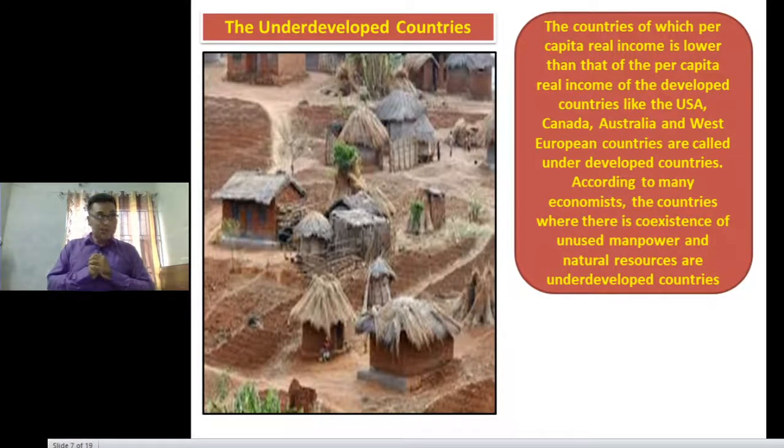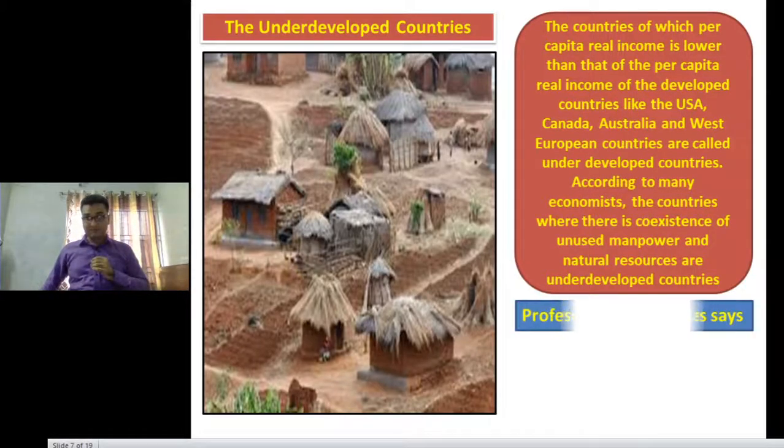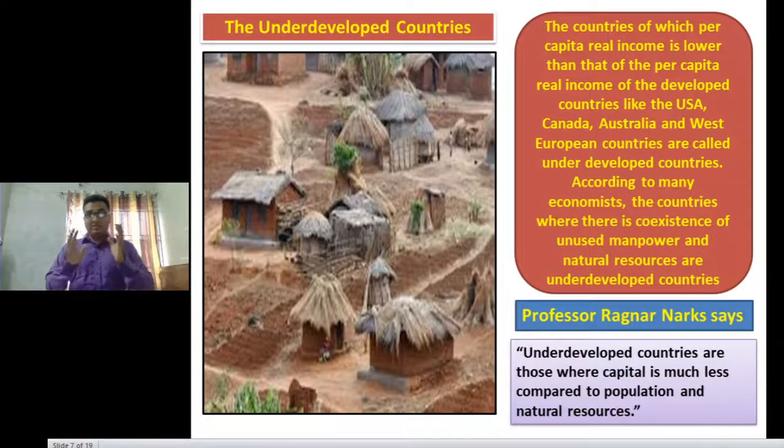Dear students, now I am going to show you another definition given by Professor Ragnar Nurkse on the underdeveloped countries. So this is the definition. The underdeveloped countries are those where capital is much less compared to population and natural resources. Dear students, this definition is highly important for the knowledge-based question, so you have to give much attention to this definition. That's all about the underdeveloped countries in brief.